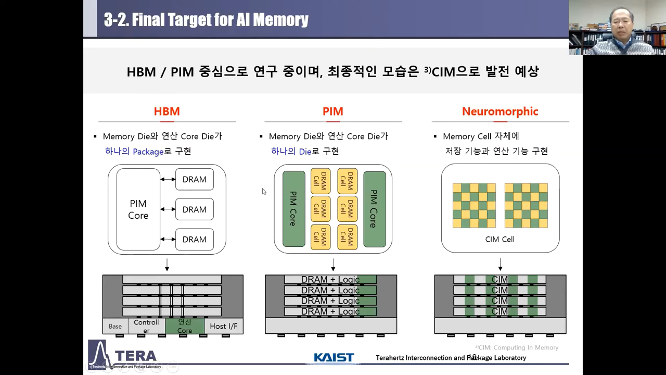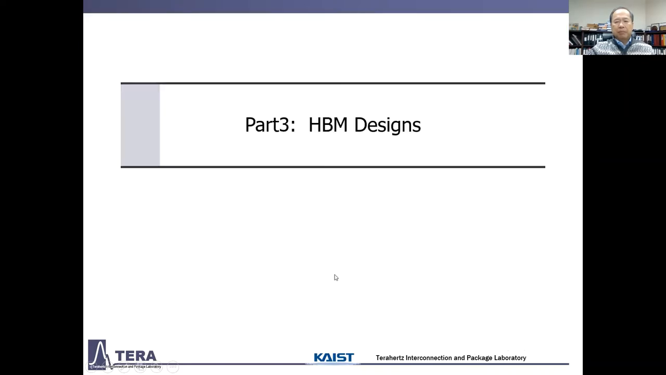The major direction of this HBM and PIM is that GPU and memory are stacked on top of each other, and we need the TSV. In the case of PIM, Korea has strong DRAM companies, so they will bring some calculation elements from the GPU and put them into their DRAM to increase the efficiency of the AI computing.